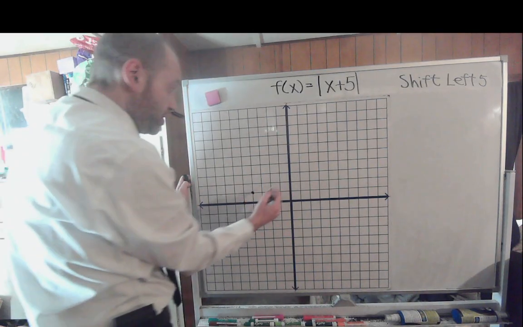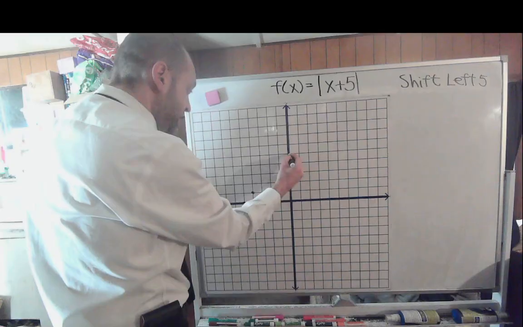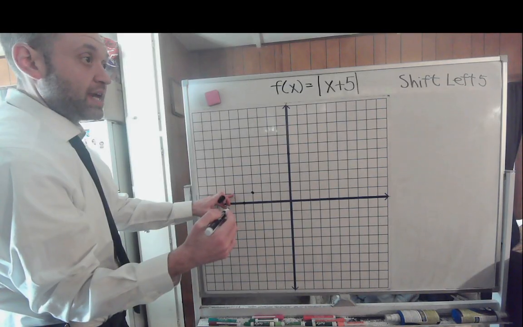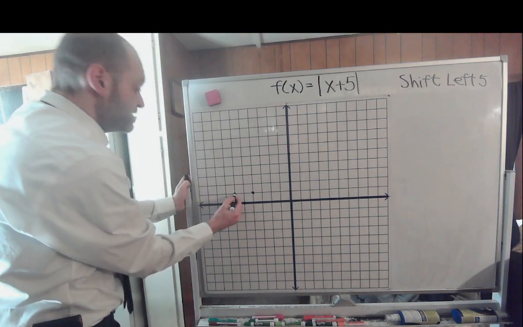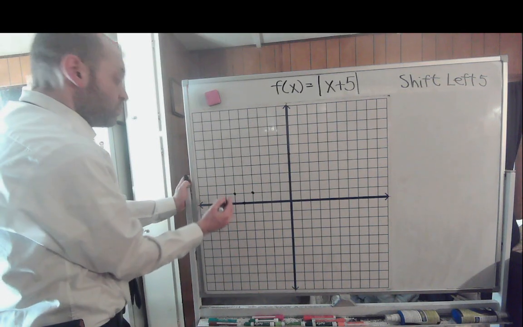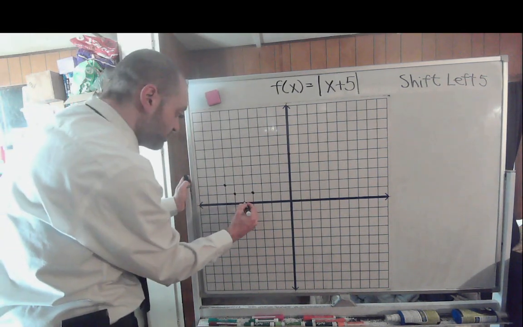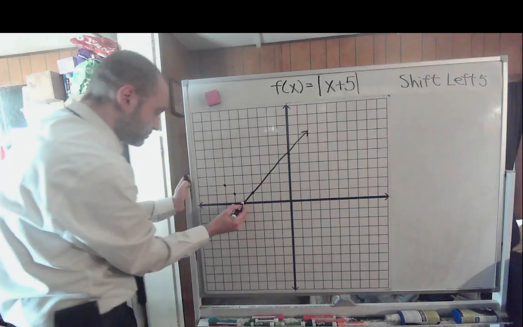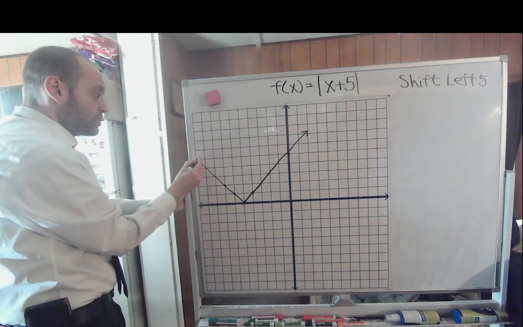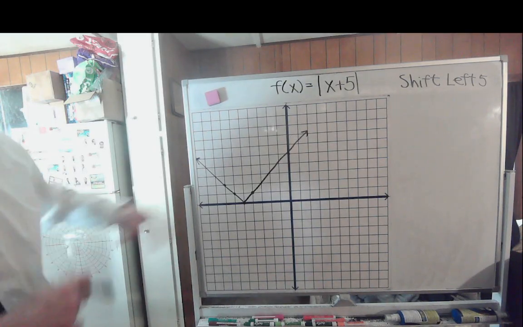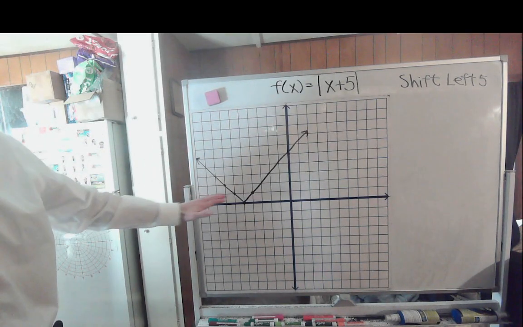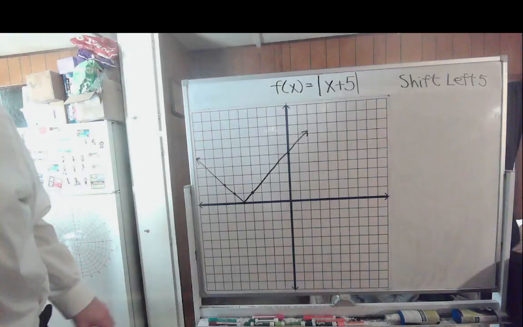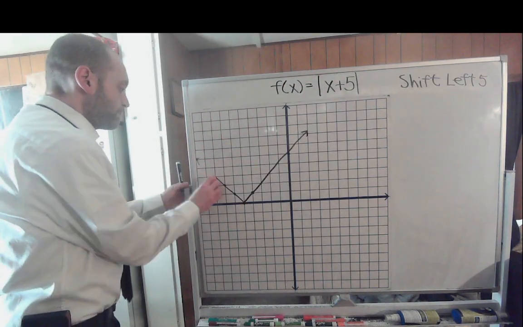X equals 0, you would actually get a y value of 5. Then let's see, x equals negative 6, you would get a y value of 1. X equals negative 7, you would get a y value of 2. I think we got sufficient points to plot this now. So as you see, the size of the graph of the absolute value of x hasn't changed. I've just shifted everything to the left 5 units. That's all I've managed to do with this. All right.